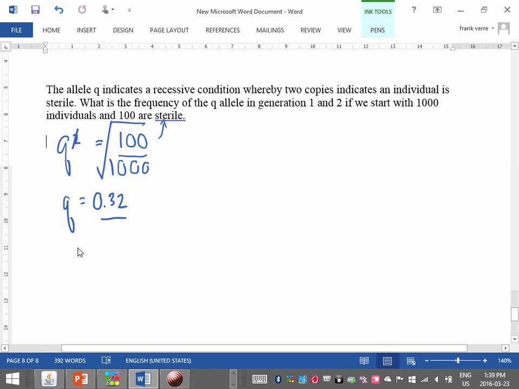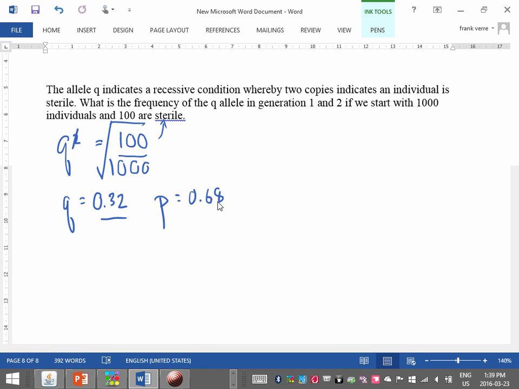Okay? And that means that P, which is the dominant allele, has to be 0.68, because remember, those two have to add up to what? To 1. Okay? Now, in this generation, the frequency of my Q allele is 32%, and the frequency of my P allele is 68%. Now, microevolution means small change. What would you expect the numbers to be in the next generation? So, your prediction should be that Q should go what?